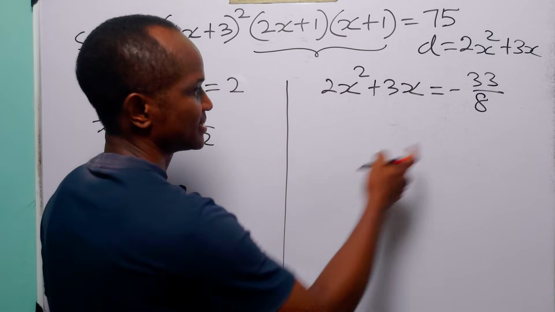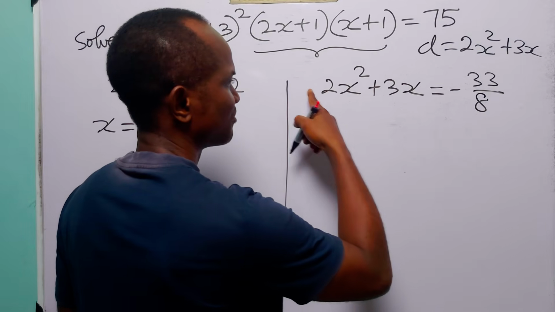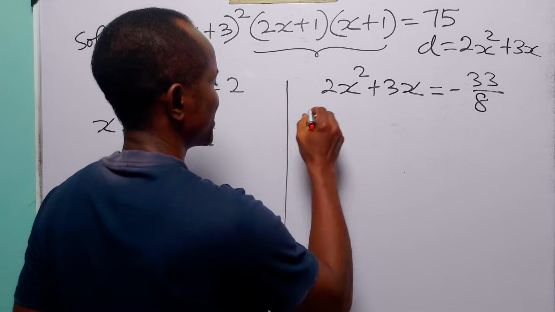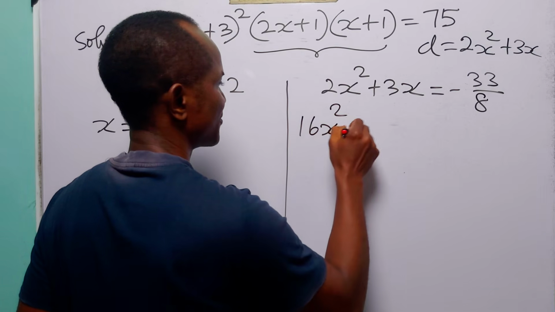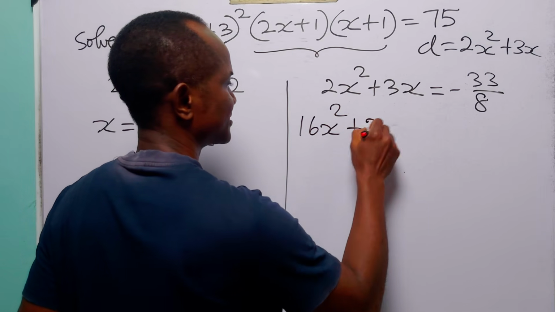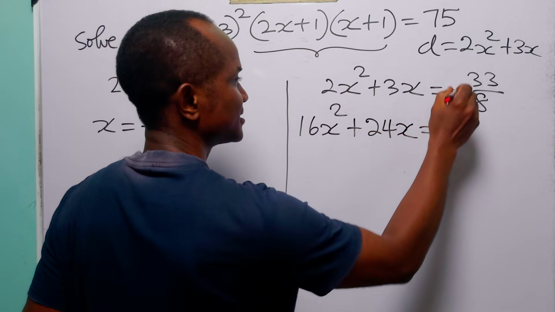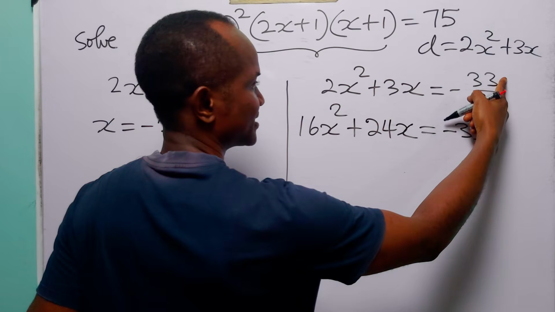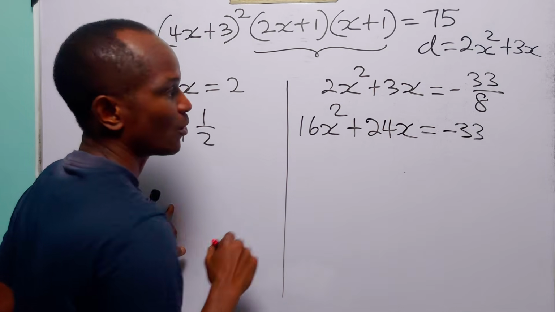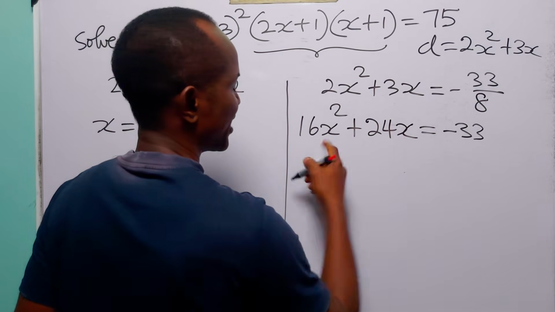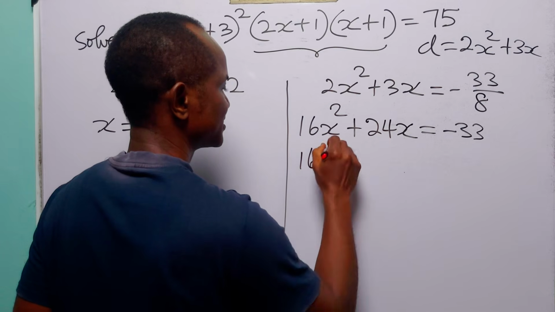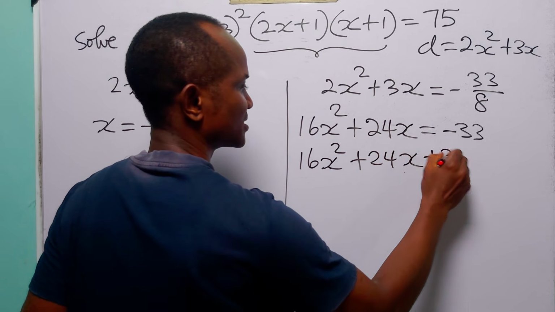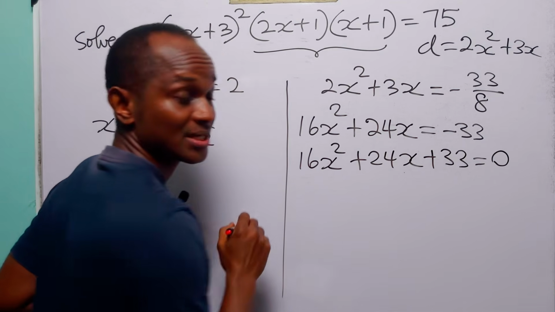Now, in this second case, to get rid of this fraction, let us multiply through the equation by 8. 8 times 2x squared is 16x squared. 8 times 3x is 24x. This is equal to minus 33. Of course, minus 33 over 8 times 8 is equal to minus 33. Now, rearranging this equation, we have 16x squared plus 24x plus 33 is equal to 0.